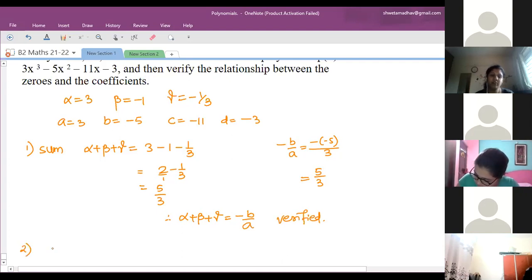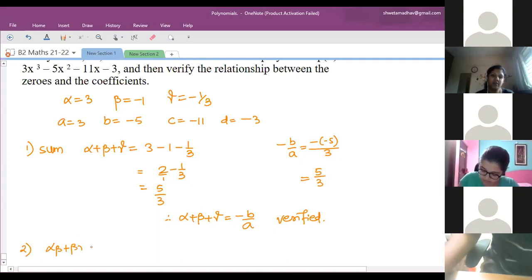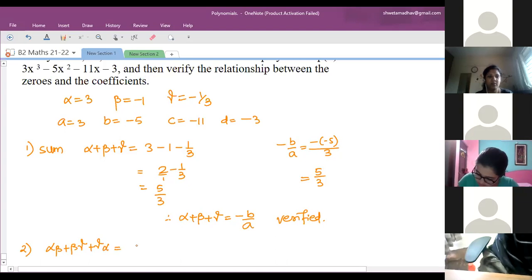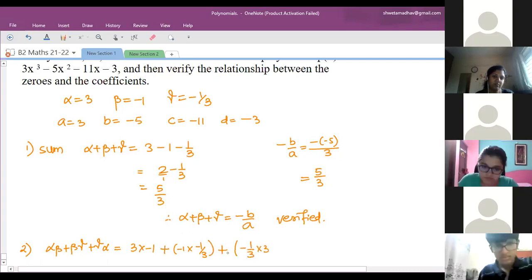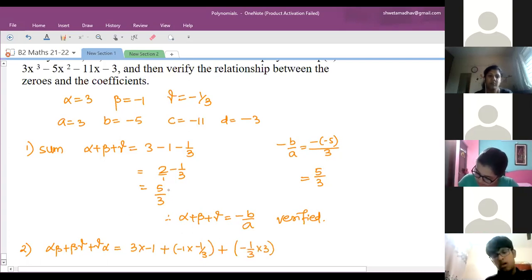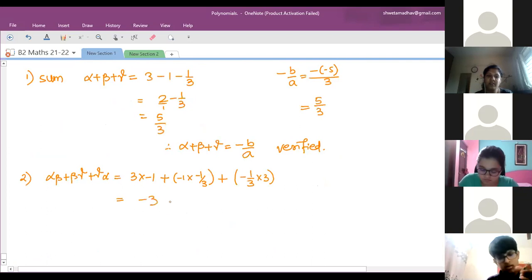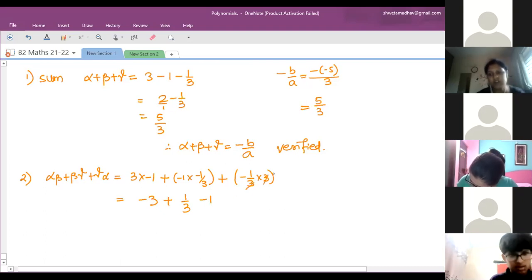Similarly, second, you can verify alpha beta plus beta gamma plus gamma alpha. What is alpha? 3 into minus 1, plus minus 1 into minus 1 by 3, plus minus 1 by 3 into 3. So this will be minus 3 plus 1 by 3 minus 1. This 3 and this 3 cancel. So it is minus 1.